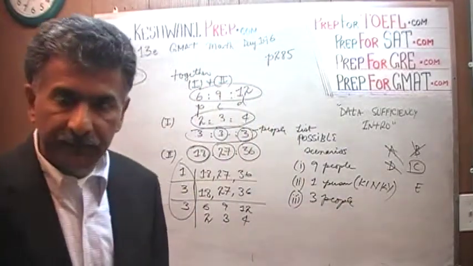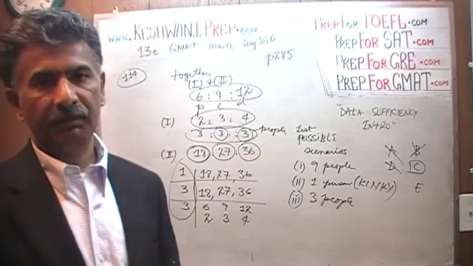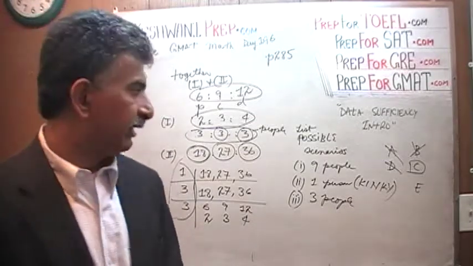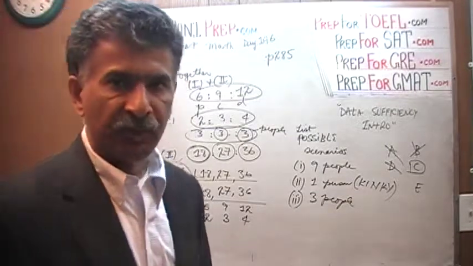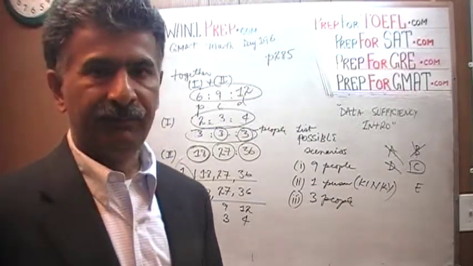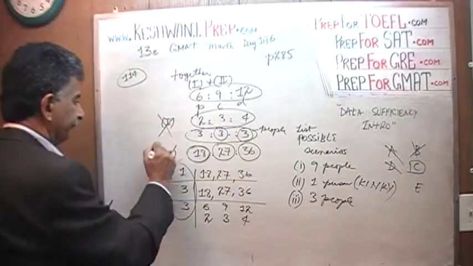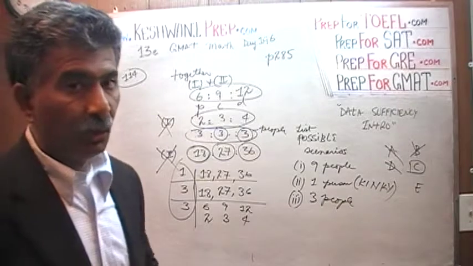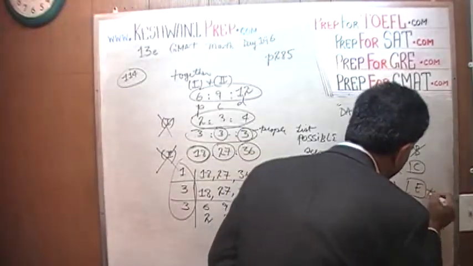So there are your 3 possible scenarios. We can have 3 people in the department, we can have 1 person in the department, or we can have 9 people in the department. There are 3 distinct possibilities. Do you understand? And therefore putting the 2 statements together may seem like it's enough, but it is not. They are just toying with your emotions. The answer is E.